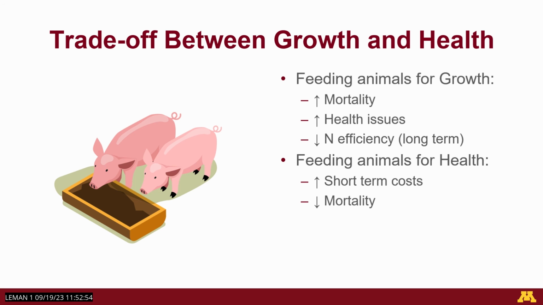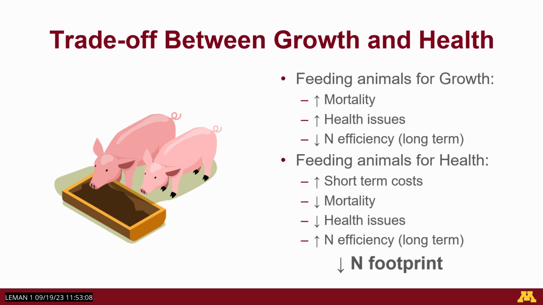Our research suggests that feeding animals for health, at the levels I'm proposing with the linear logistic model, will decrease mortality, decrease health issues, and increase nitrogen efficiency in the long term. All of this will reduce the nitrogen footprint, because basically we're investing more in survival, we save more animals, and at the end we get more pork.